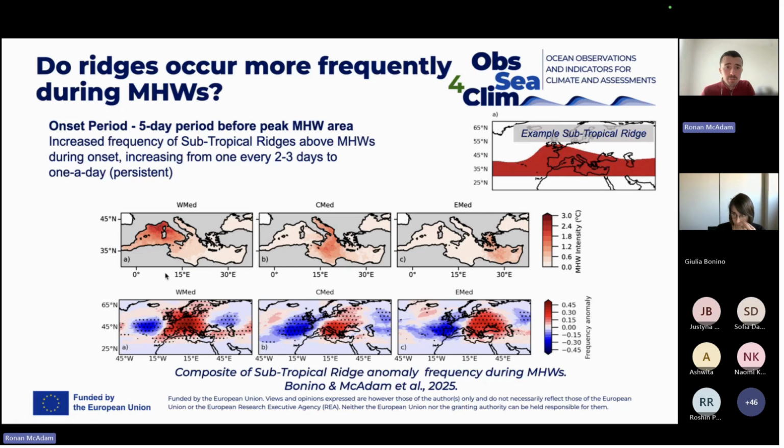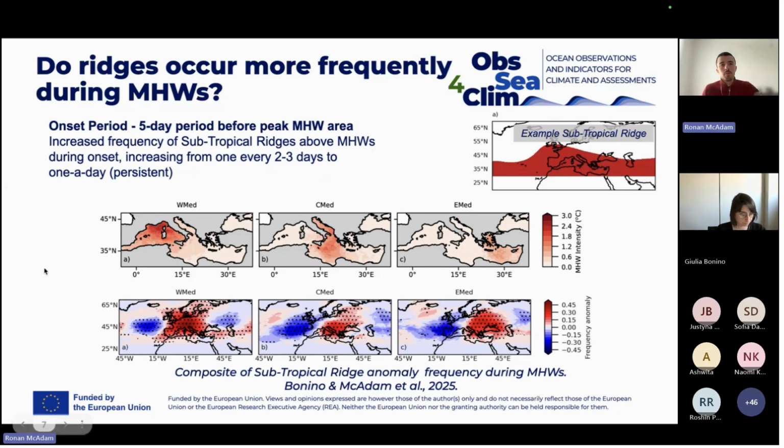What we're seeing is that for each of these events, over the area of marine heat wave occurrence, we have a very strong and statistically significant increase in not just the subtropical ridge occurrence, but actually we're showing that they occur every day, not just every few days. So they are persistent subtropical ridges. And we're showing that when they are persisting over the Western Mediterranean, we have Western Mediterranean marine heat waves, and the same for the Central and Eastern Mediterranean. So it was quite important to define the large-scale marine heat wave macro events and to consider this onset period.